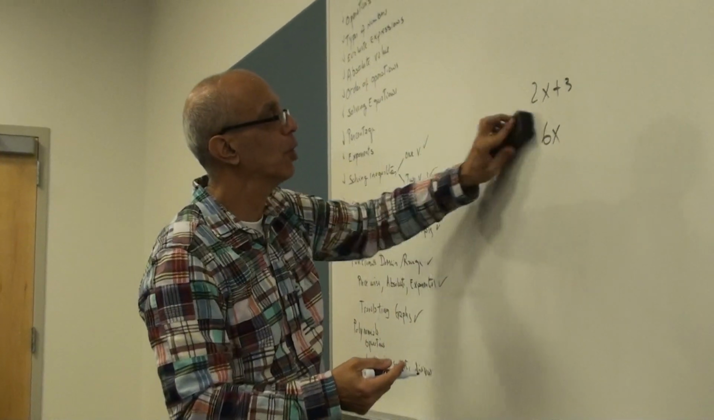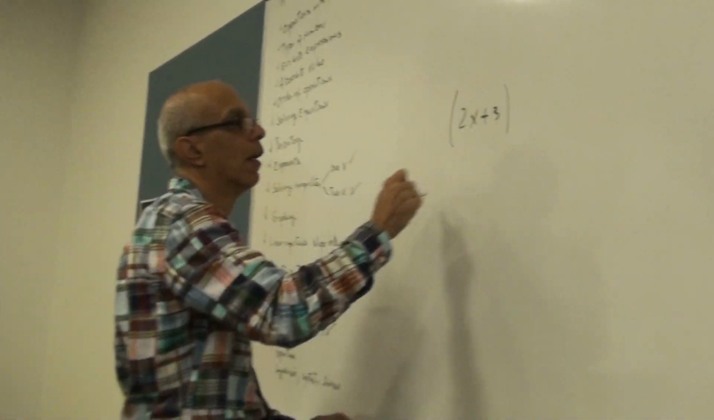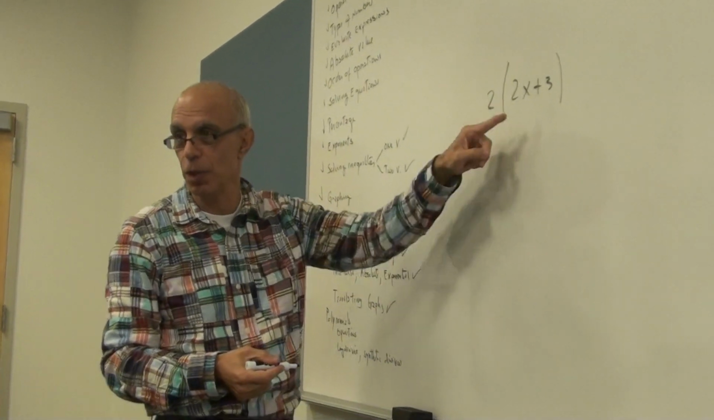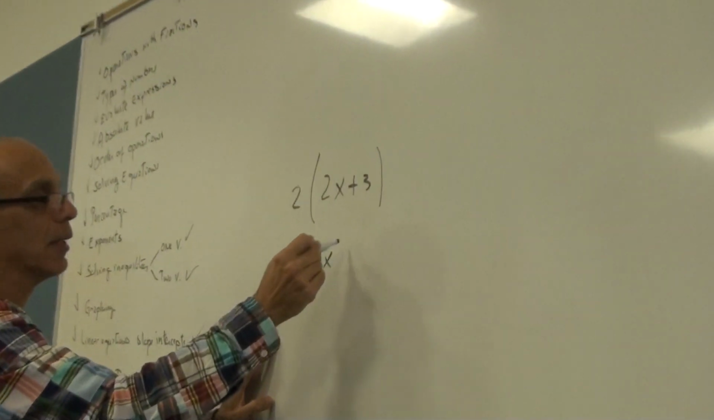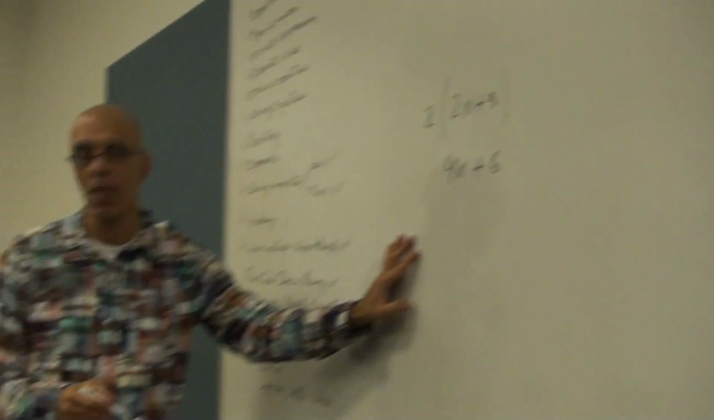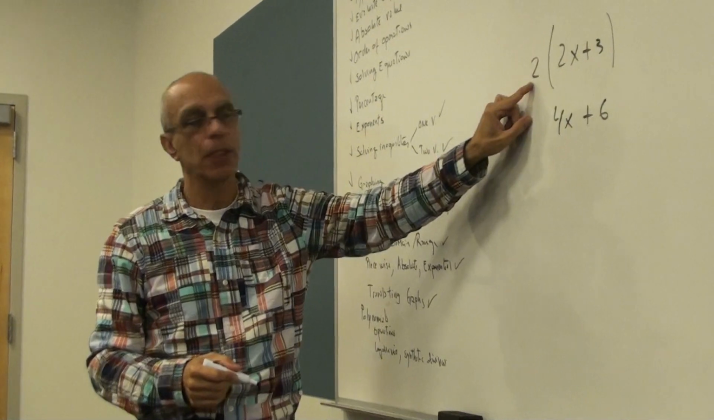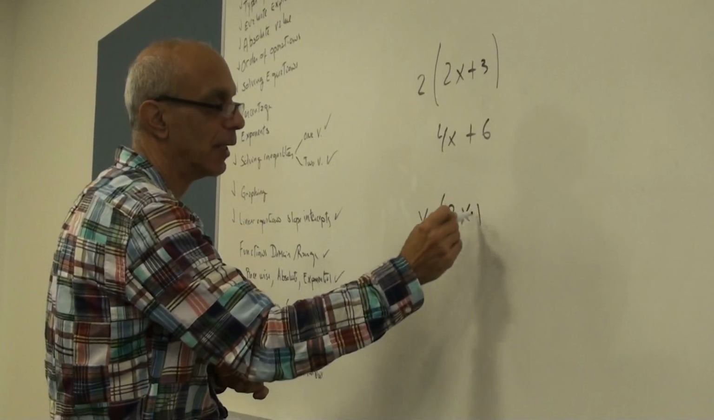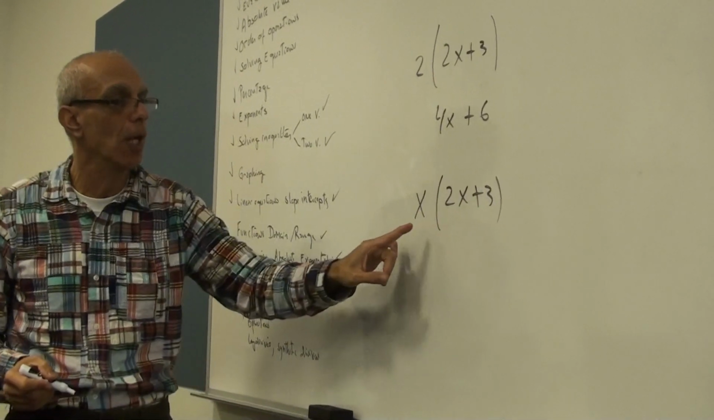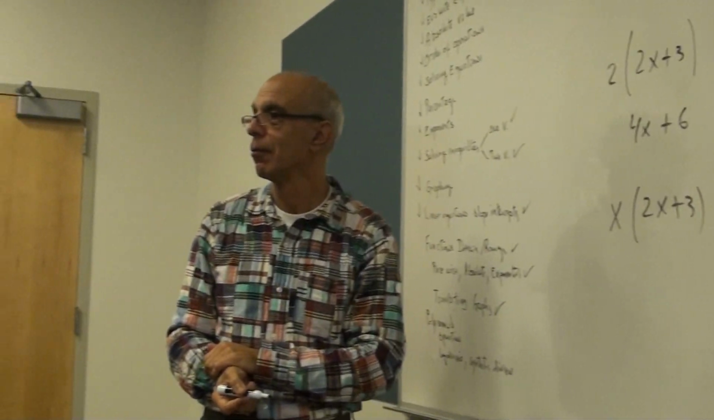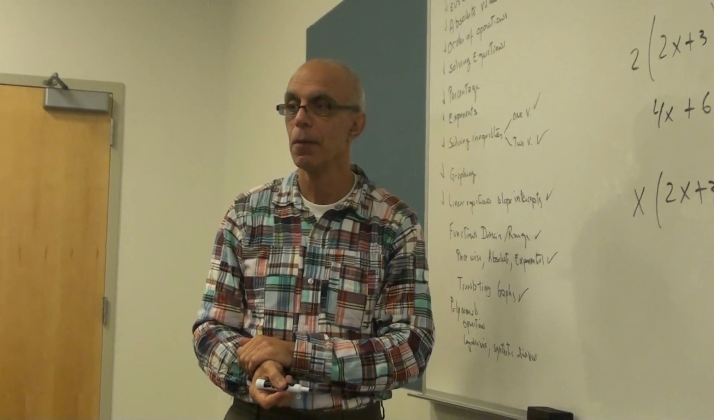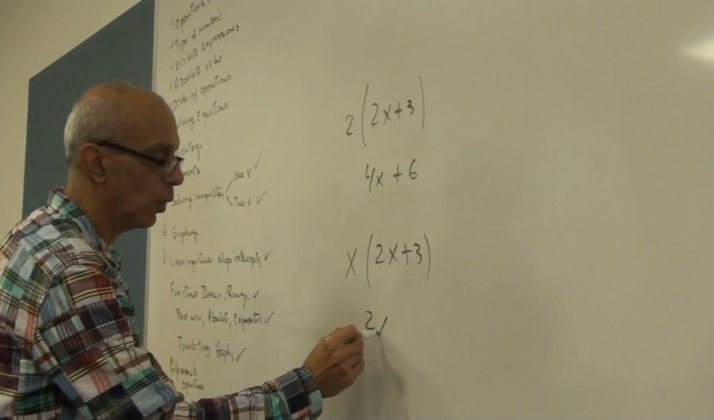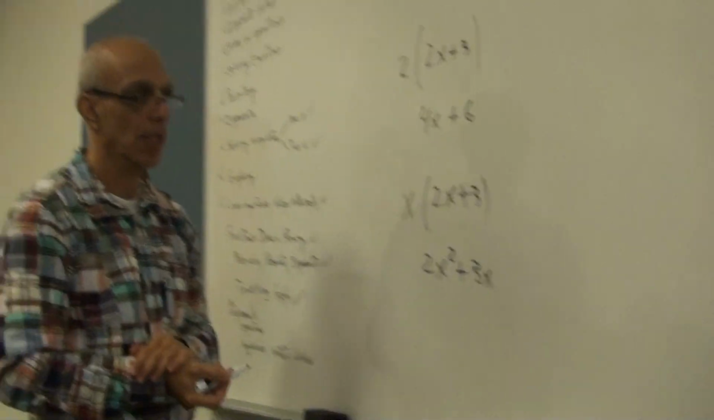Now let's say I want to multiply a binomial by a number. I'm going to have to apply the distributive property, right? This is going to be 4x plus 6, okay? Now this is easy because this here is a number. Let's say now I want to multiply this binomial by x. What's going to be? If I distribute this, it's going to look like 2x squared plus 3x, okay?